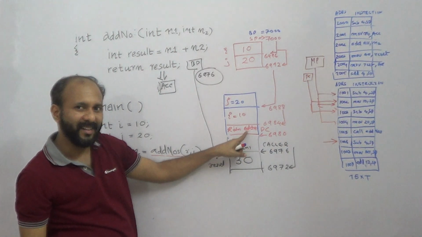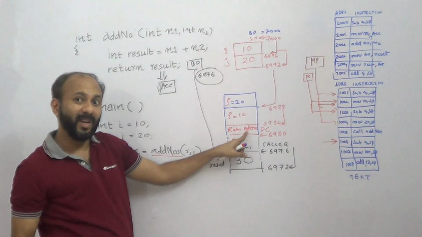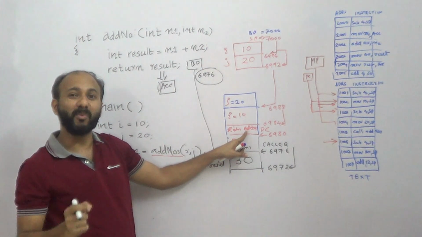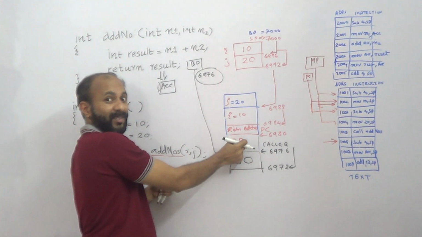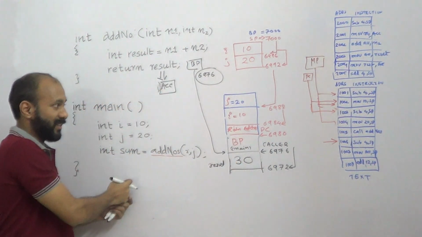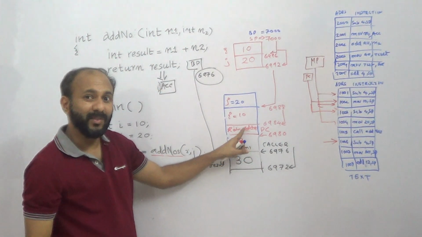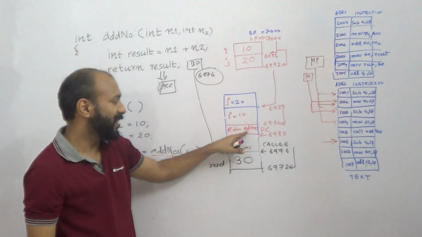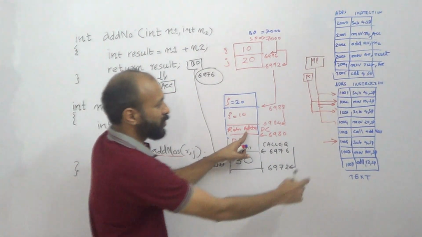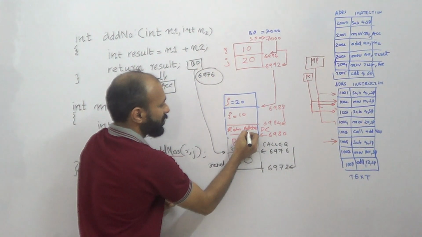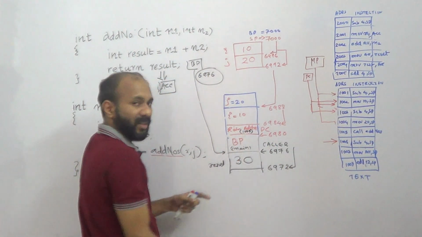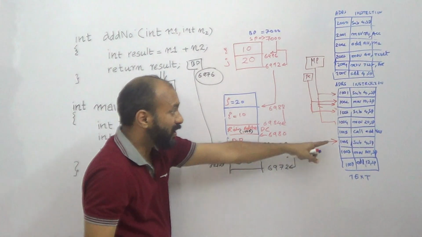You have the return address. You know exactly where you are supposed to go back. You know the base pointer of your caller, so you know the base pointer of this function. Now you know where you are supposed to go back because the return address is available here. This is 1006. You have to go to line 1006 and execute.